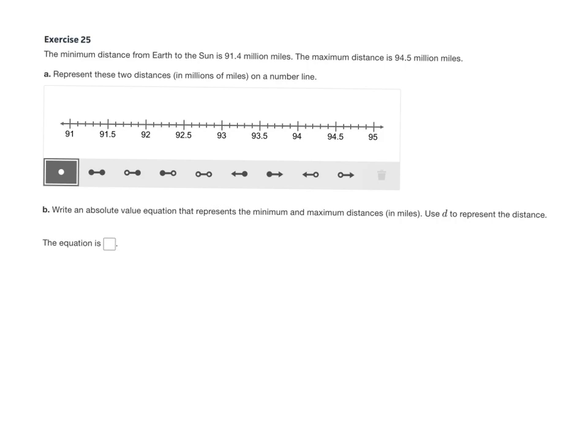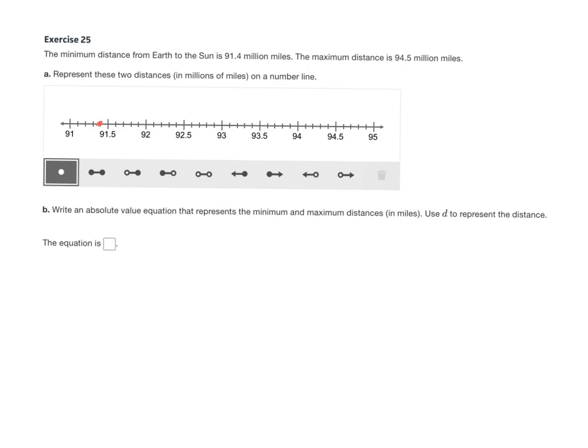All right, so for 25, it says the distance from the Earth to the Sun is 91.4 million miles. The maximum distance is 94.5 million miles. Represent these two distances on a number line. So we've got the distance from the Earth to the Sun is 91.4 million miles. So we're going to go 91.4. So right here we should put a closed circle. Right?